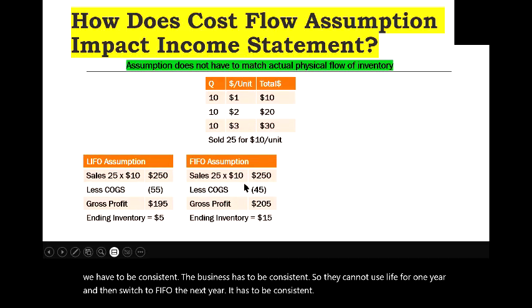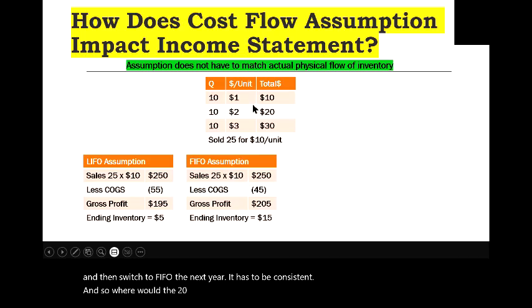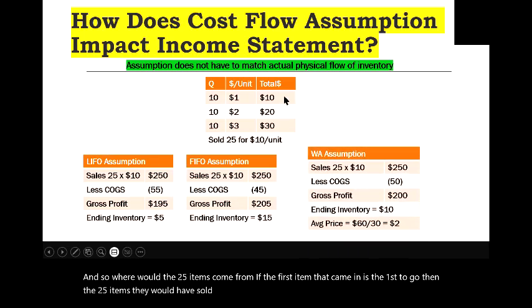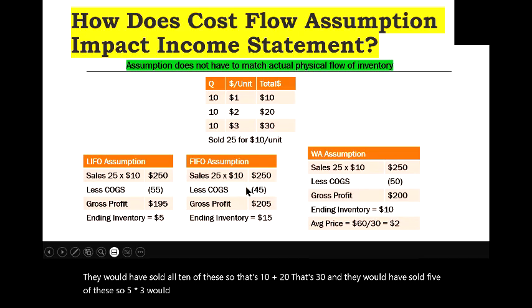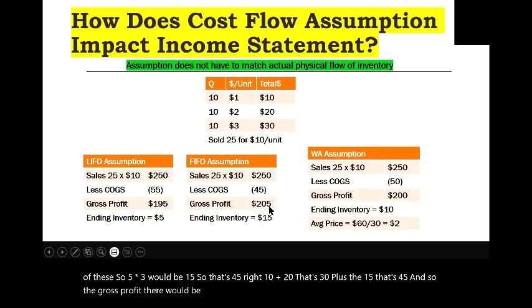And so where would the 25 items come from? If the first item that came in is the first to go, then the 25 items, they would have sold all 10 of these. They would have sold all 10 of these. So that's 10 plus 20, that's 30. And they would have sold 5 of these. So 5 times 3 would be 15. So that's 45, right? 10 plus 20, that's 30, plus the 15, that's 45. And so the gross profit there would be 205.